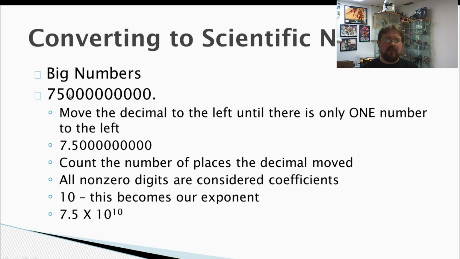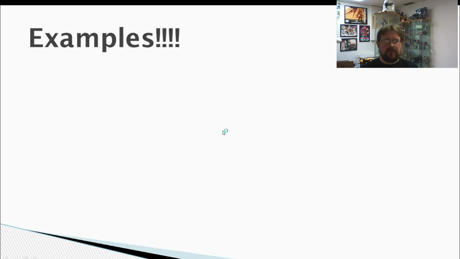Now keep in mind, you're only dropping off the long chain of zeros there. If there was a 0 between the 7 and the 5, you'd have to keep that. It's the long chain of zeros that get dropped off. Okay? So let's take a look at some examples.